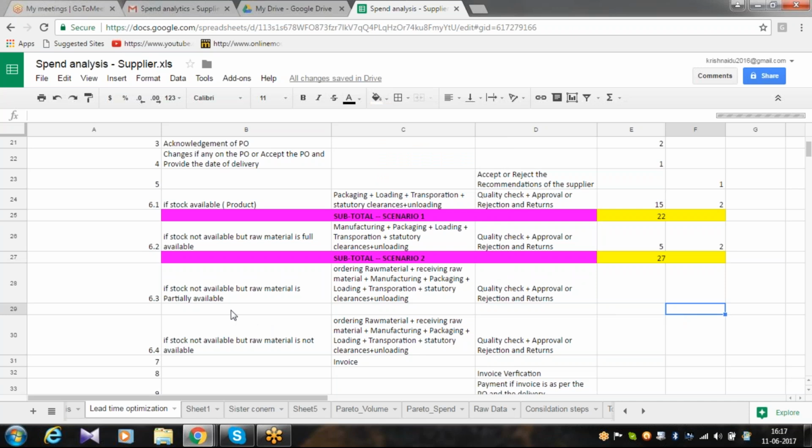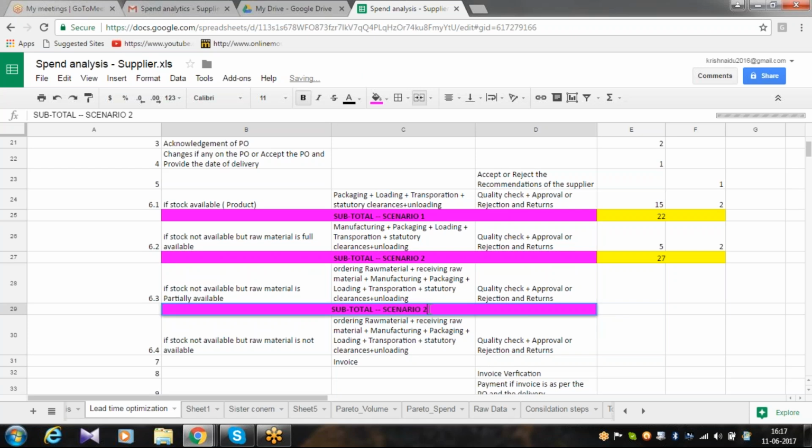Now the third thing, that is scenario number 3. 2 days is already there. So ordering raw material and receiving the order, I'll take around 15 days. 15 plus 27, right? I'll just put 15 here and 2 days here. So this will be 27 plus 15, 42.